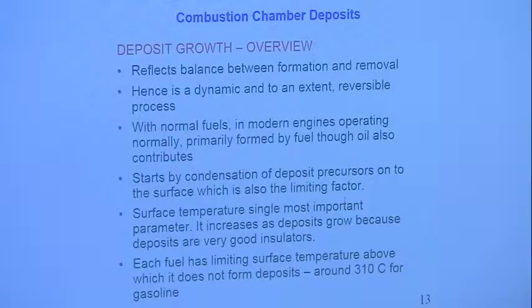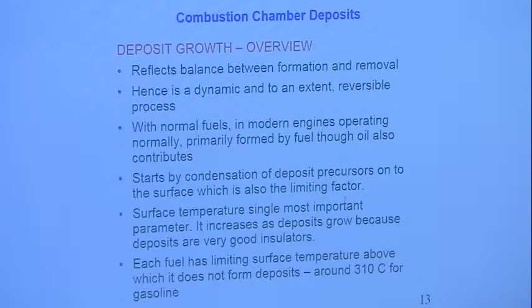Again, as with all deposits, it reflects the balance between formation and removal. By the way, the time scale over which deposits are formed is very long. We are talking about tens of hours of engine operation, at least. Quite often test methods run the engines for about 60 to 100 hours, and I showed you pictures where we had run the car for 15,000 miles. That's when the deposits stabilize.